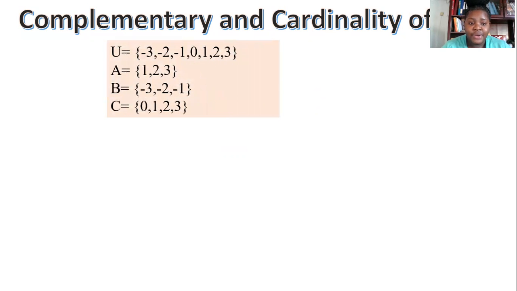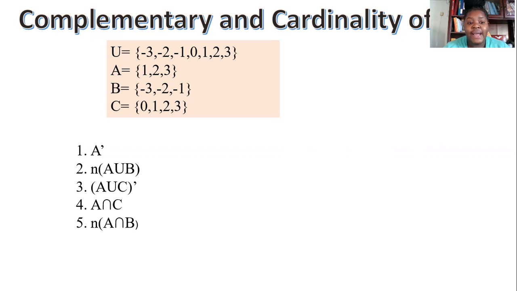So continuing with the complement and cardinality of a set. Let's say we are given the universal set: -3, -2, -1, 0, 1, 2, 3. We know that these elements are all integers. And then we are given A is the set of 1, 2, 3, which are whole numbers between 0 and 4. B is the set of -3, -2, -1, which are integers between -4 and 0. And C is the set of 0, 1, 2, 3, which are all whole numbers less than 4.